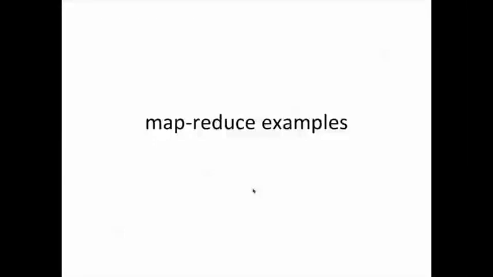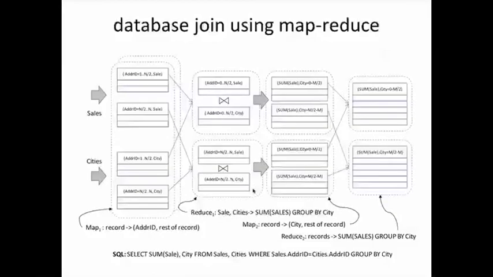Now let's look at some examples of algorithms implemented in parallel using MapReduce. For those of you used to relational databases, here's how one can implement a join using MapReduce. Suppose we're given two tables, sales by address and cities by address, and we are interested in joining these tables to find the sales by city.